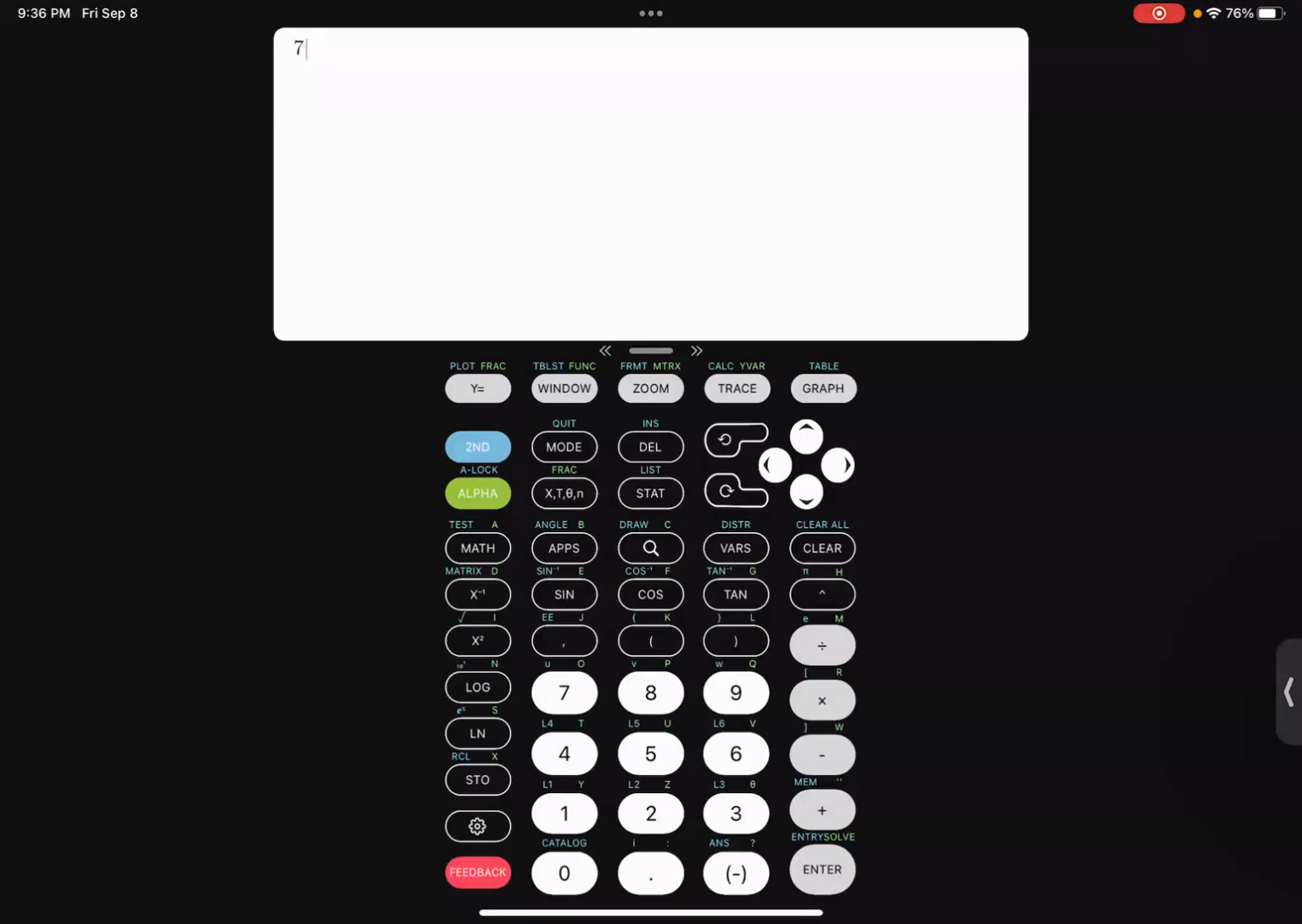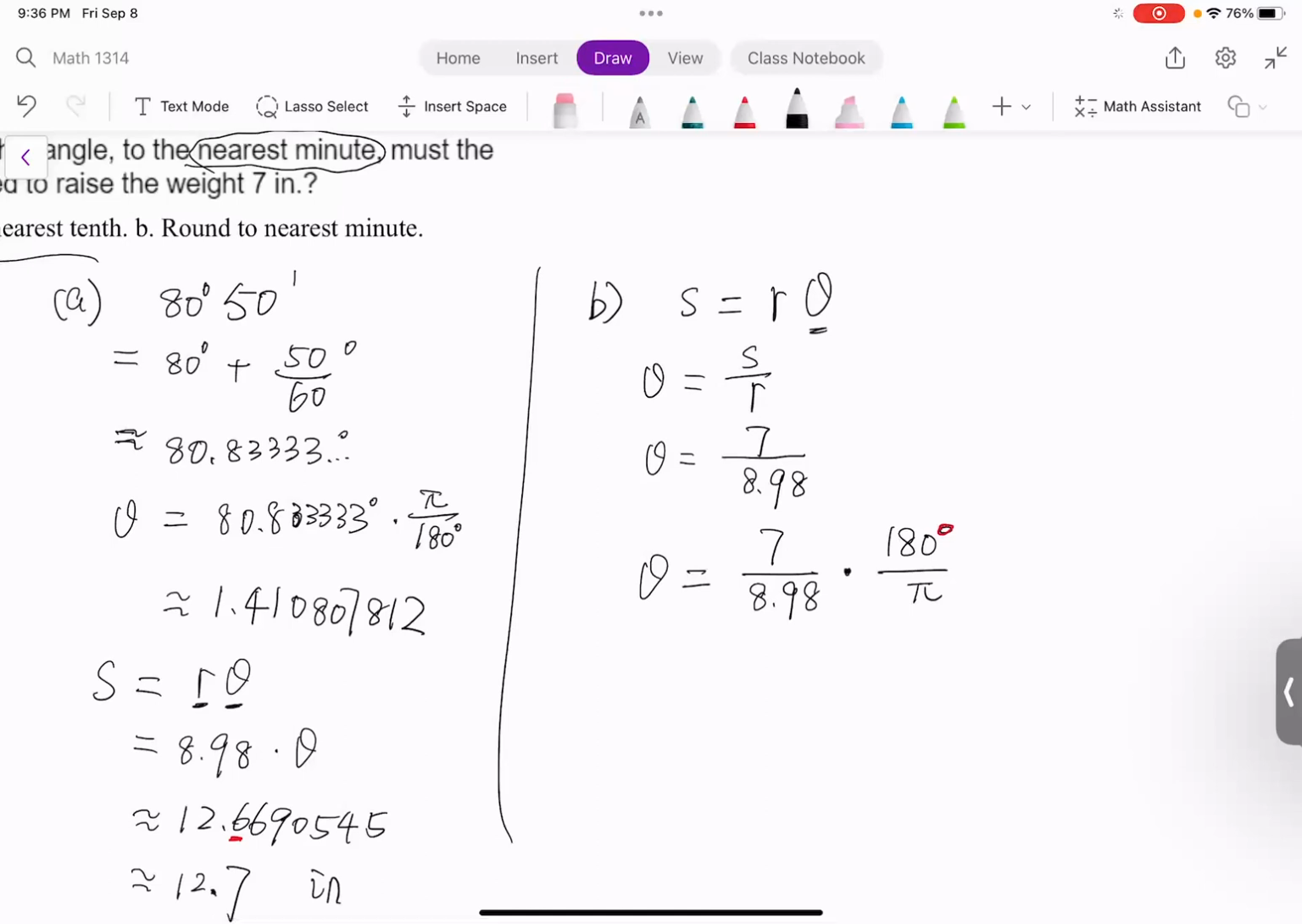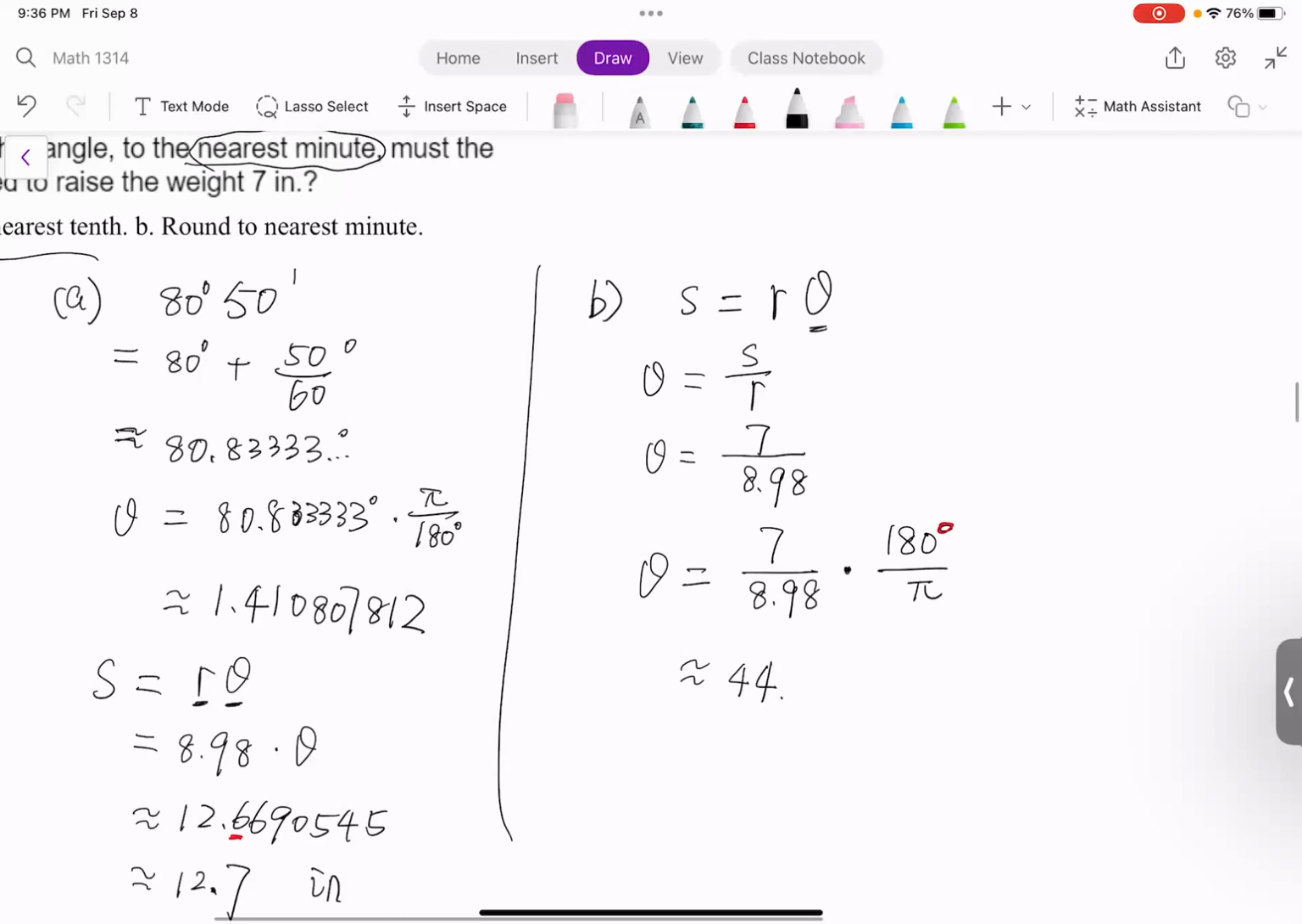So I have 7 divided by 8.98, then multiply by what? That's 180 divided by pi. Second caret sign, close the parentheses. If there is no mistake, that is the solution. Hit enter. That's 44.66. So the angle is about 44.66263436 degrees. So the question is, round to the nearest minute.